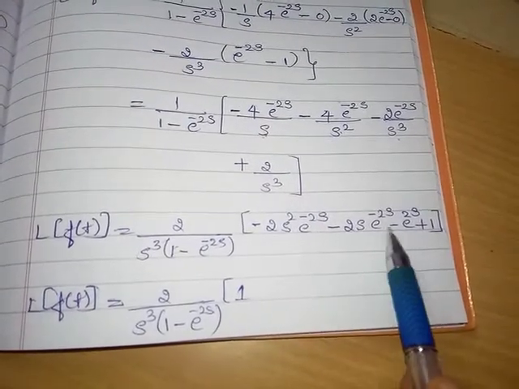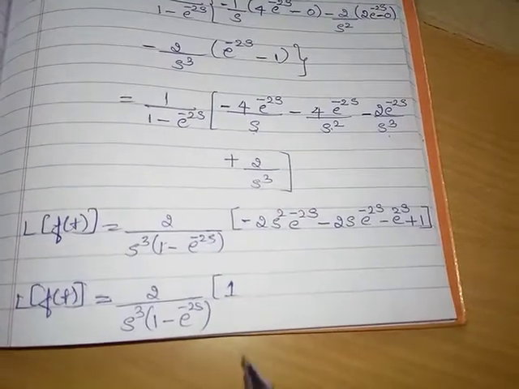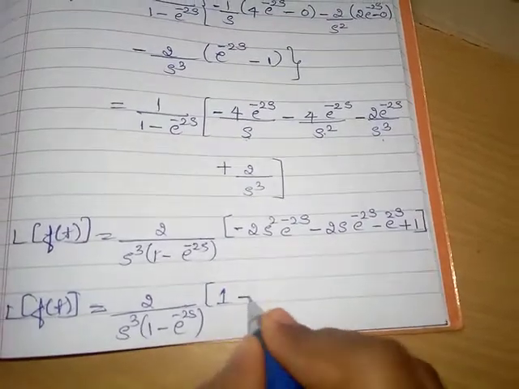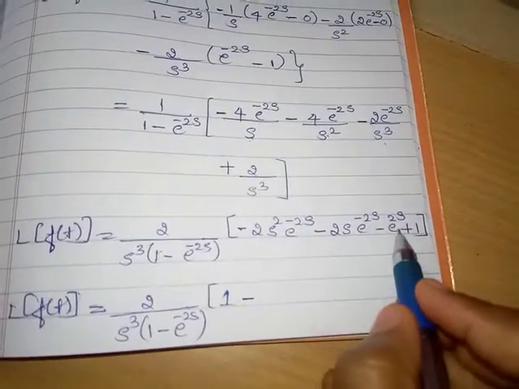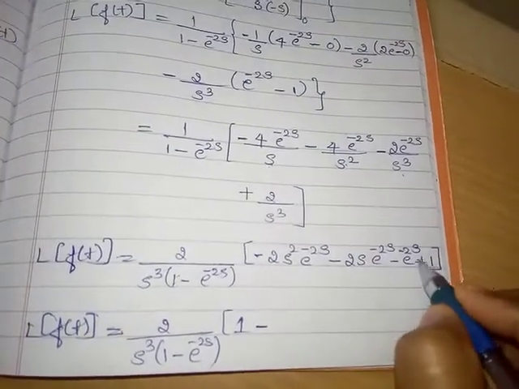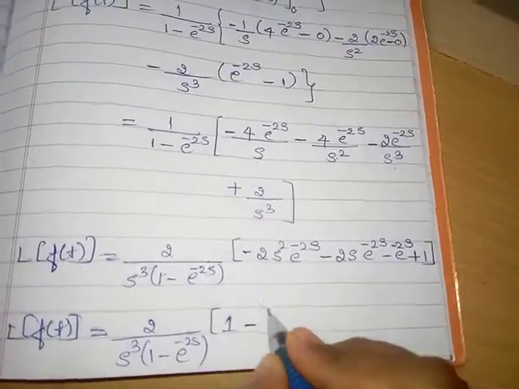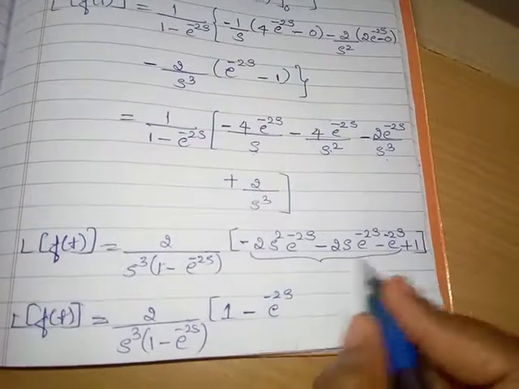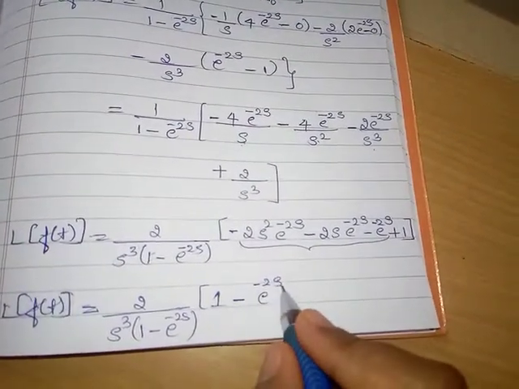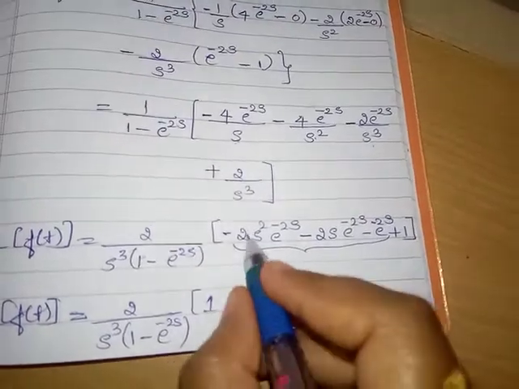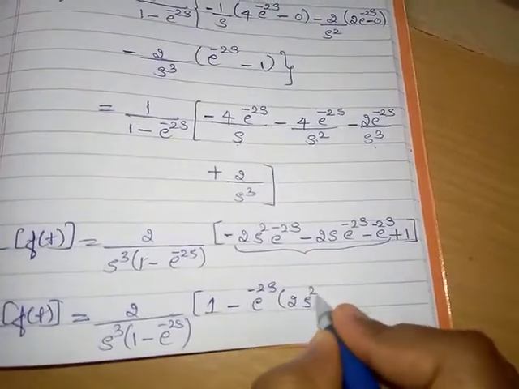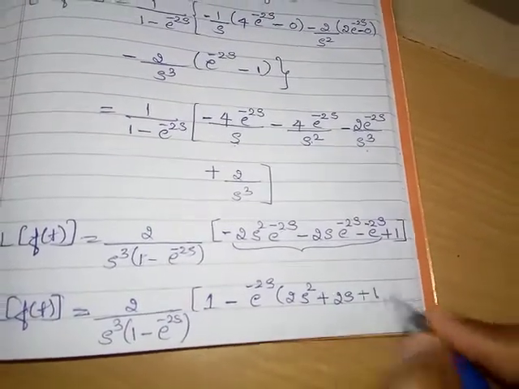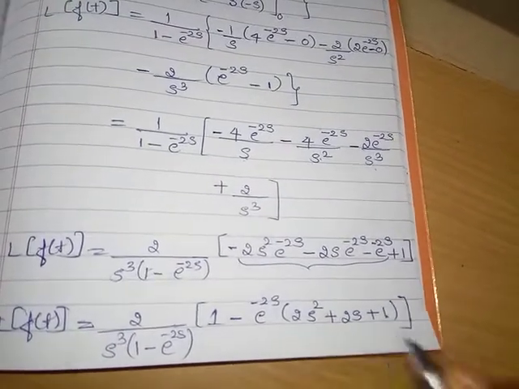Here in all these terms, 1 is positive. I am writing that first here. After that, all these 3 terms are negative. I am taking negative as common. And in these 3 terms, we have e raised to minus 2s as common. Take it outside. In these 3 terms, I am taking minus e raised to minus 2s as common. The remaining is only, here it is 2s square, and here it is plus 2s, and this is plus 1. This is the required result.